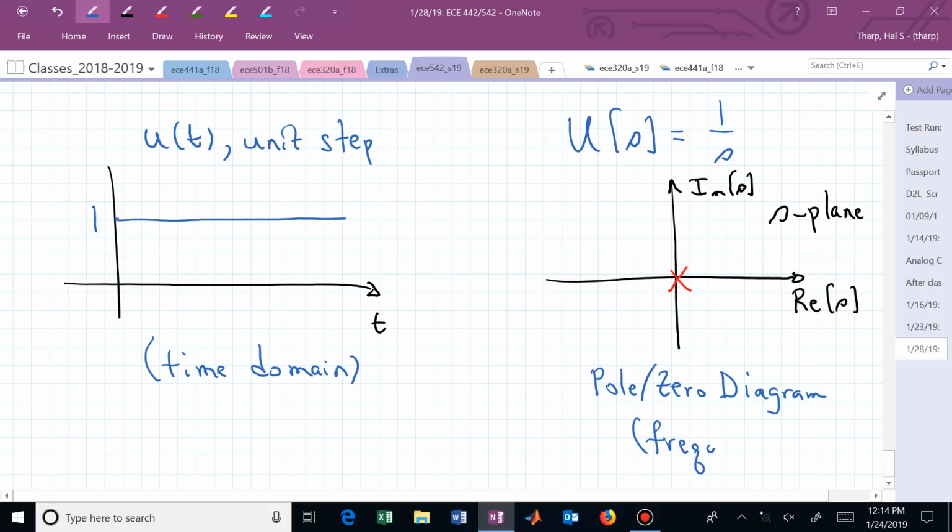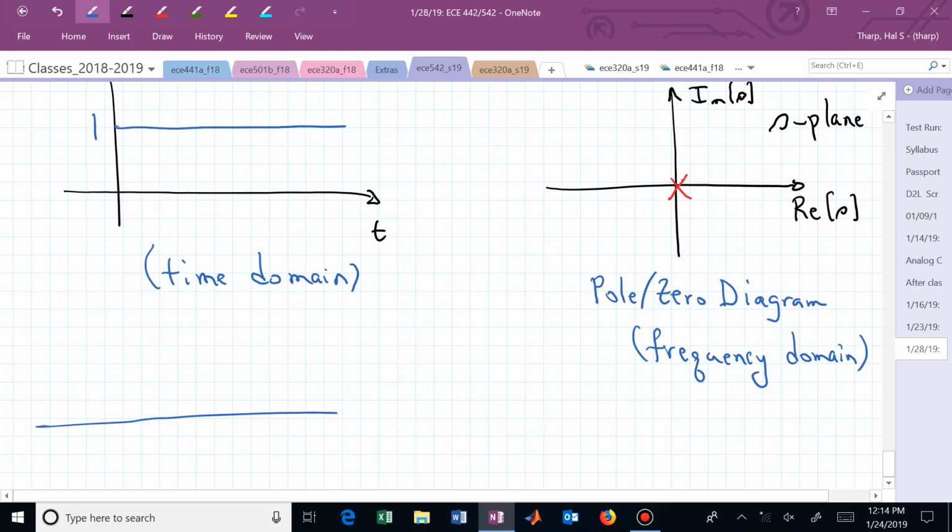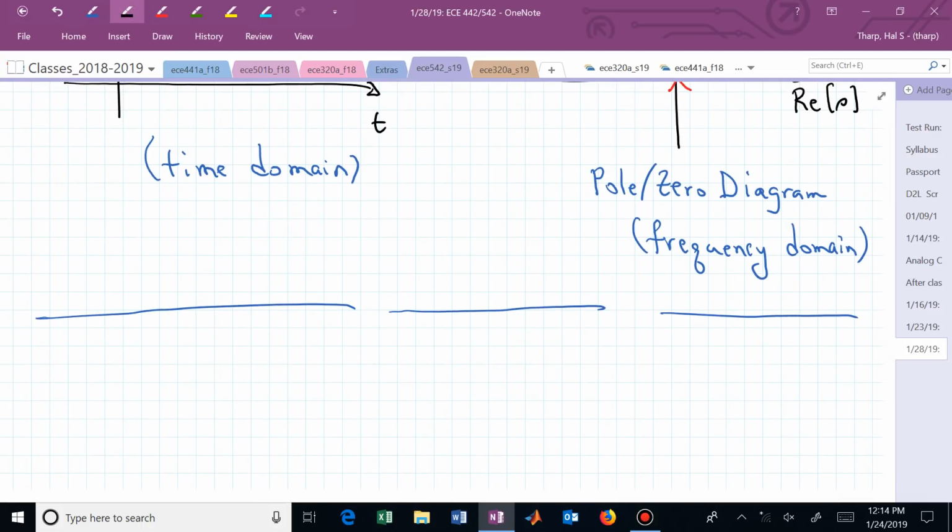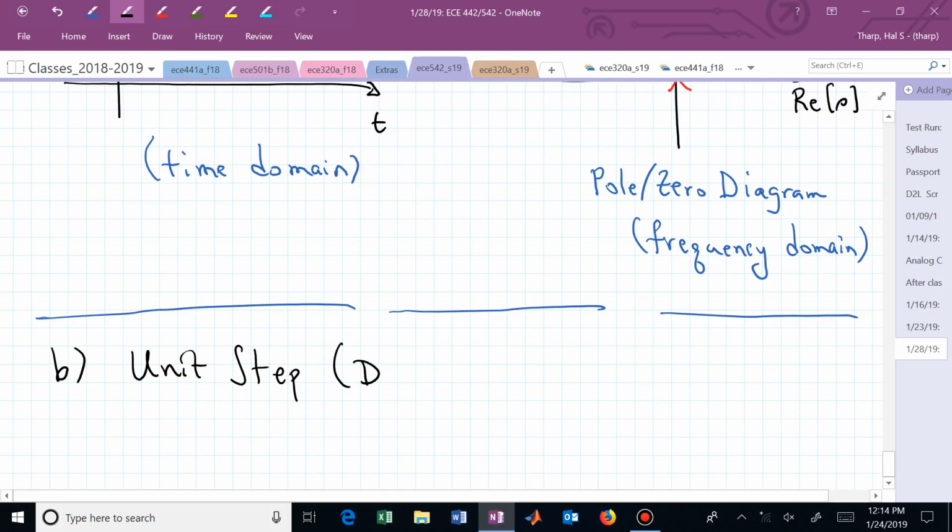Or this gives us now frequency domain information about the unit step in the continuous time case. That's the aside. Let's now look at that counterpart for a discrete time system. Let's now look at the unit step for a discrete time case.